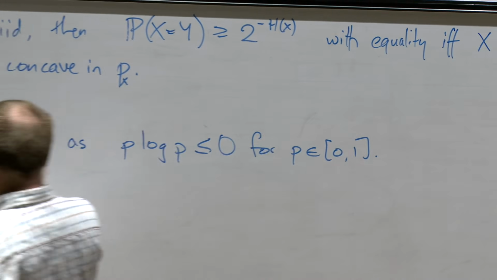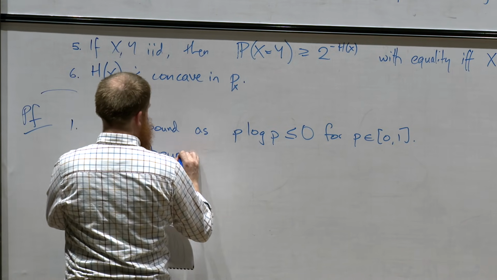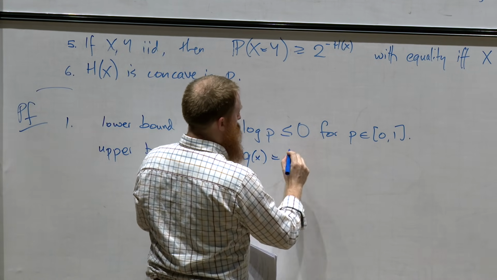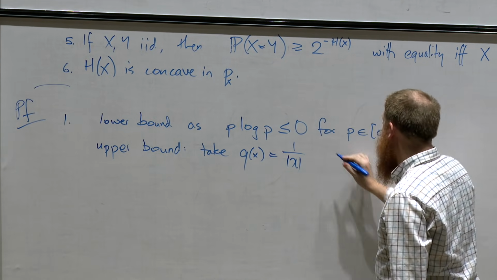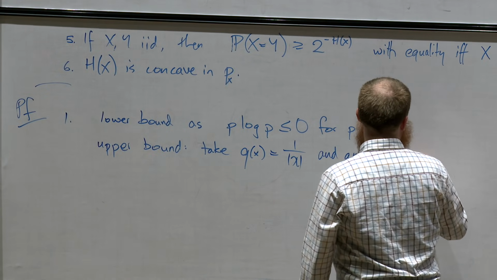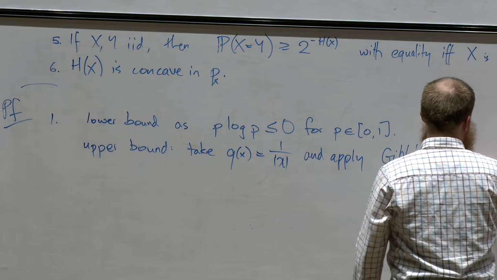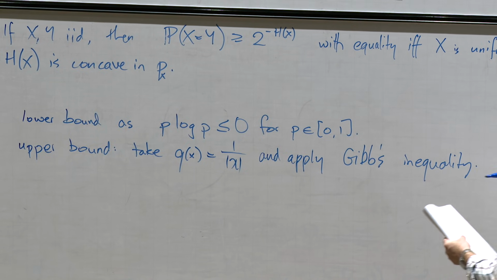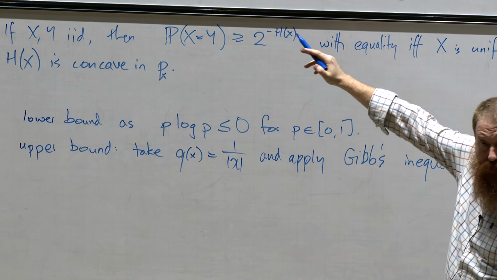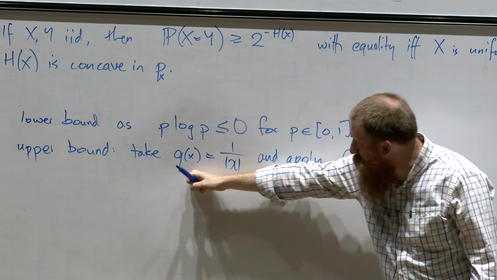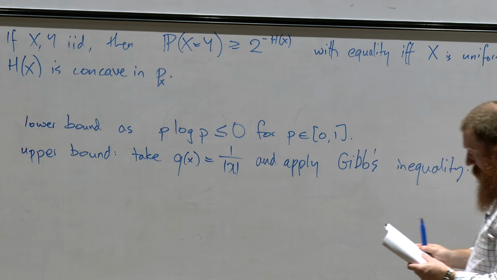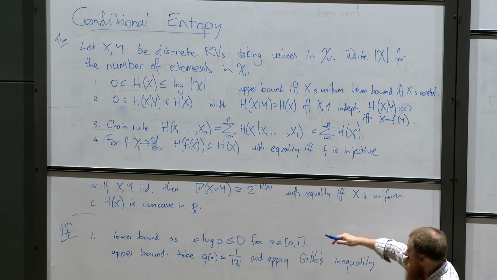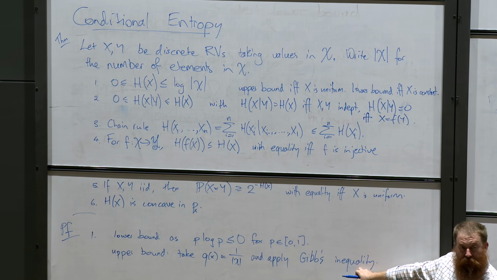Okay, the upper bound, let's take q_x equals 1 over the size of X, and apply Gibbs inequality. That's it. Okay. So from Gibbs inequality, we get the inequality. We also get equality if and only if p equals q, which is precisely this. And yeah, to show that the lower bound is attained, so we've got the lower bound, we've got the upper bound. Gibbs inequality gives us the if and only if here.